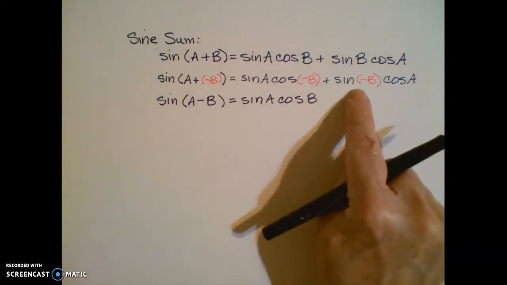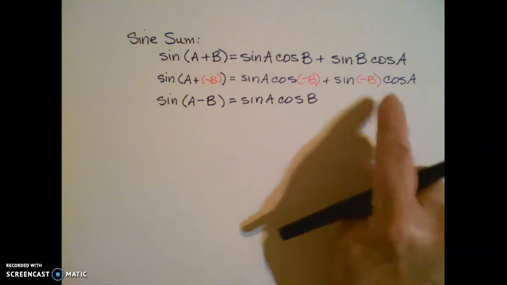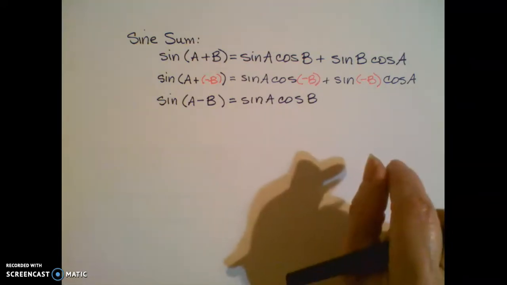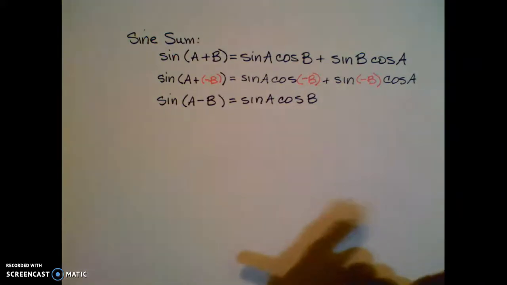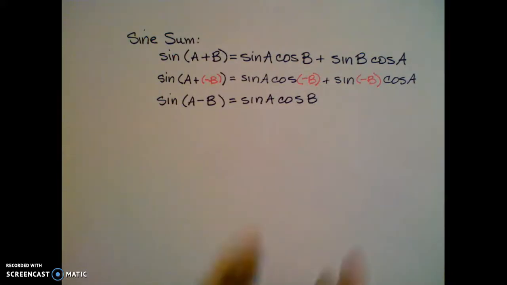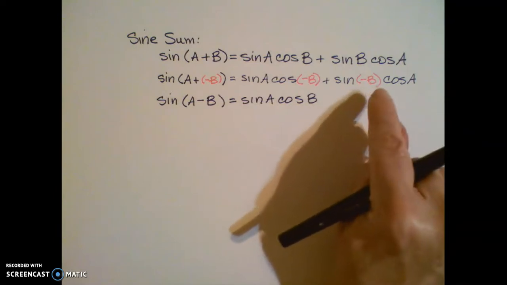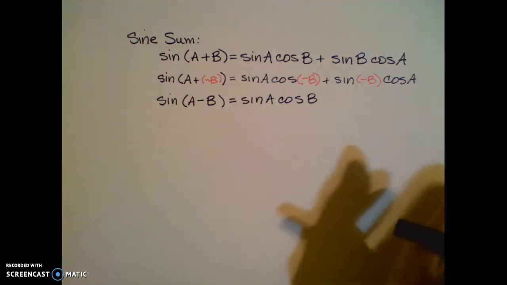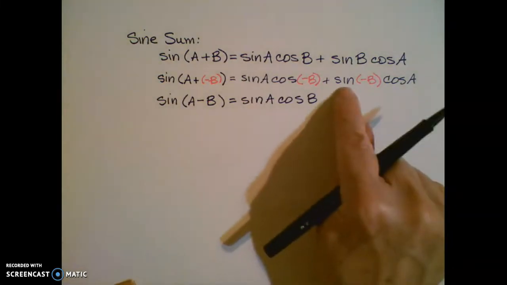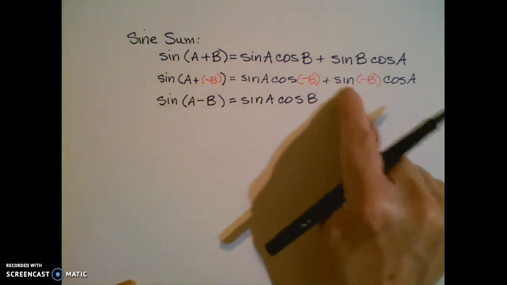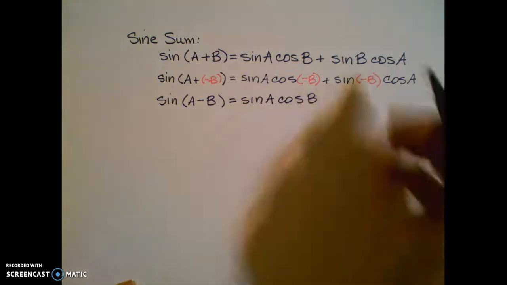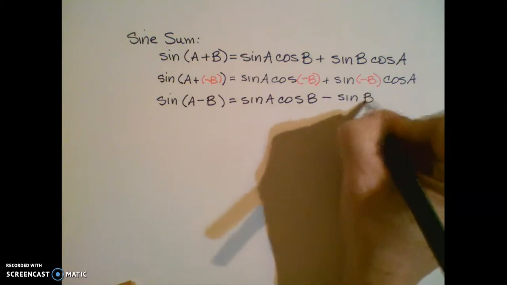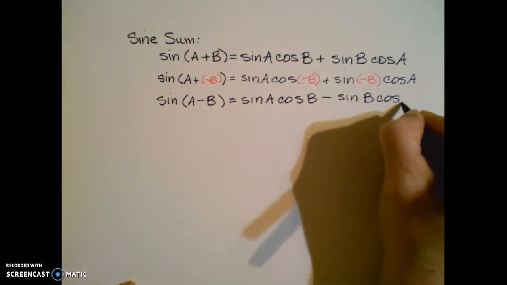Sine, however, is odd, which means the sine of the opposite of an angle measure is equal to the opposite of the sine of the angle with the same measure but in the positive. So for example, the sine of negative pi over 3 is the opposite of the sine of positive pi over 3. So what that's going to do here is, because it's going to become the opposite of this, the plus sign is now going to change to a minus sign and become minus sine B times the cosine of A.